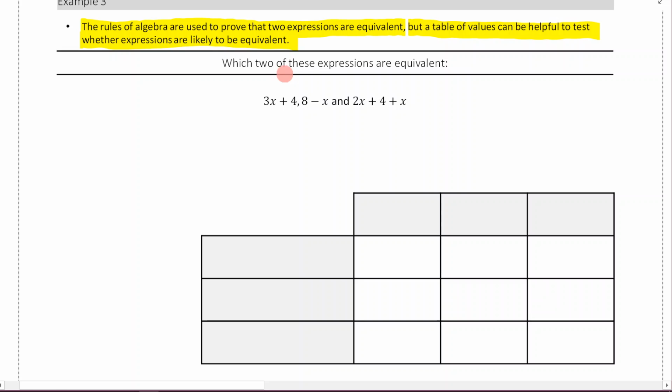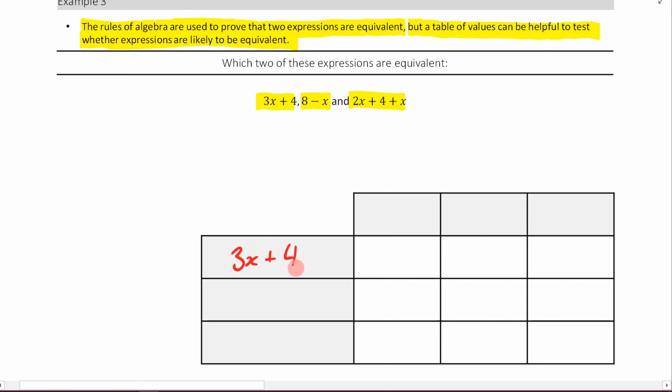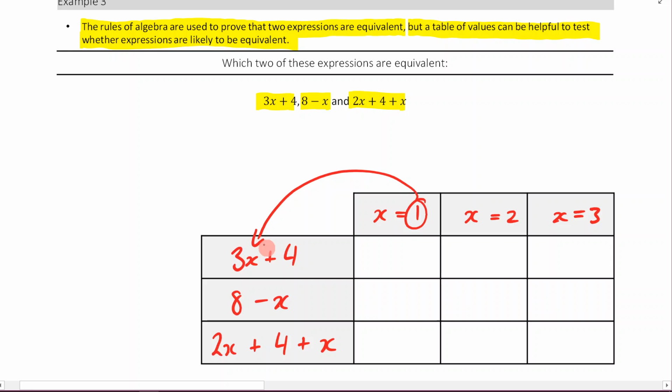All right, so it says, which two of these expressions are equivalent? And we've been given 1, 2, 3 expressions here. We have to figure out which two of these are equivalent. What we're going to do is create a table of values like this. And then along the side here, we're going to put in our expressions. So 3x plus 4, 8 minus x, and then finally 2x plus 4 plus x. And now we're going to substitute in x equals 1, x equals 2, and x equals 3. So that means for this column right here, we're going to substitute in 1 into all the x positions there. So let's now give this a go.